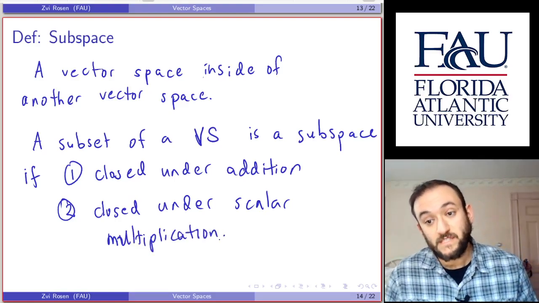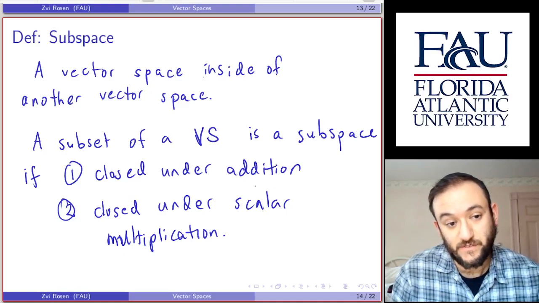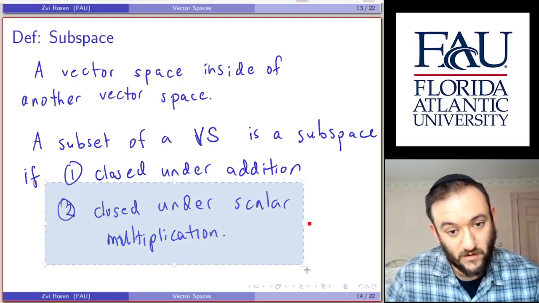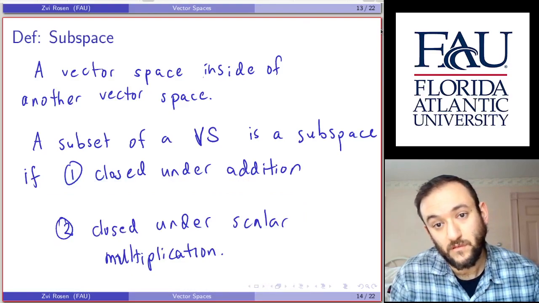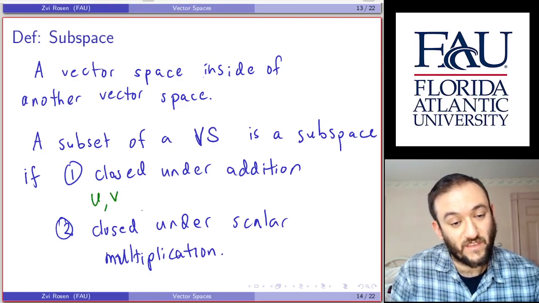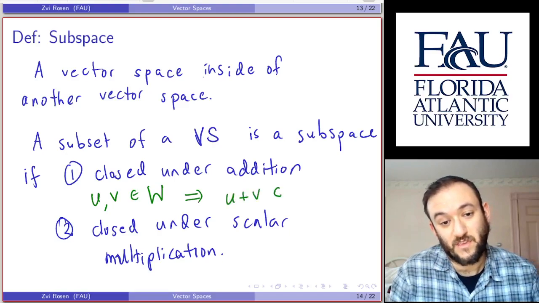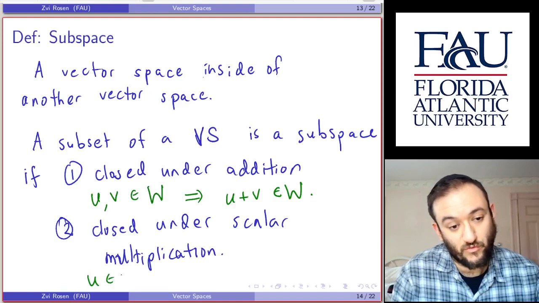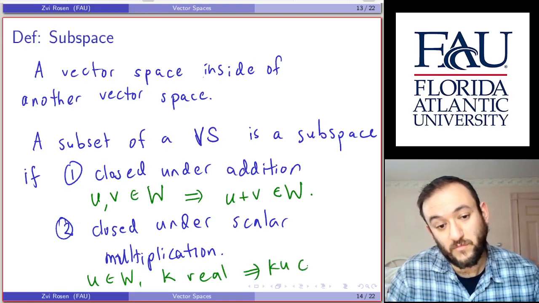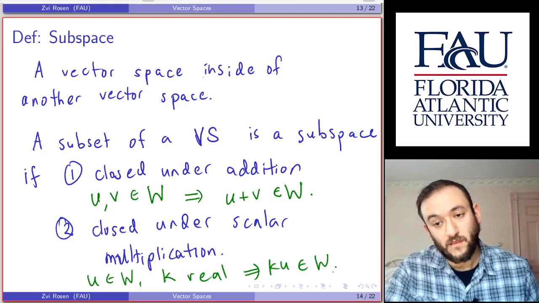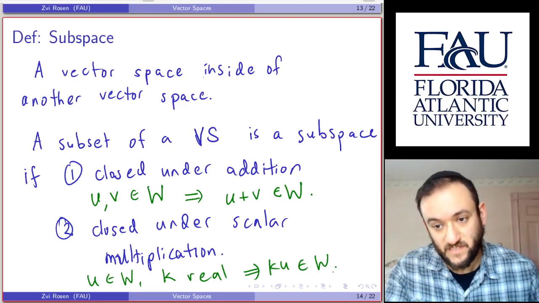Okay, those are the only ones that you have to prove to show that a subset is a subspace of your vector space. In particular, so let me give myself a bit of room here. So if we have vectors u and v in W, that means that u plus v has to be in W. And by the same token, u in W and k real means that ku must also be in W. Okay? So not every subset of a vector space is a subspace. We'll see examples of both subspaces and non-subspaces.